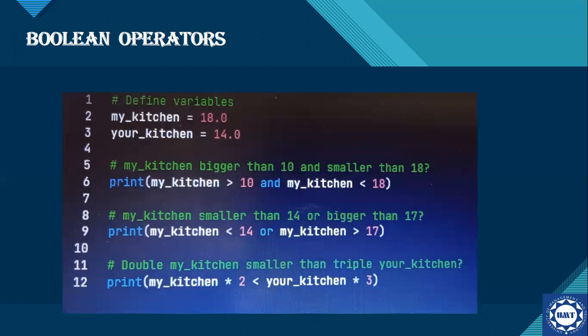Then Boolean operators. In the given query, you can see, first of all, we have to put variables. Then there are three different conditions. First one is my kitchen bigger than 10 and smaller than 18. Second one is my kitchen smaller than 14 or bigger than 17. Third one is double my kitchen smaller than triple your kitchen. So different operators are used in Python queries to get the results by coding.